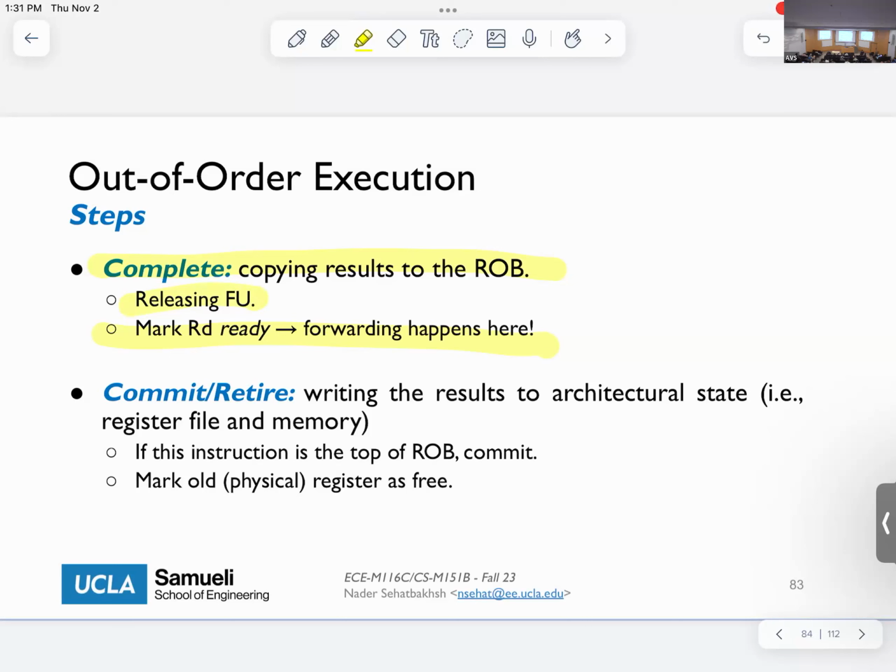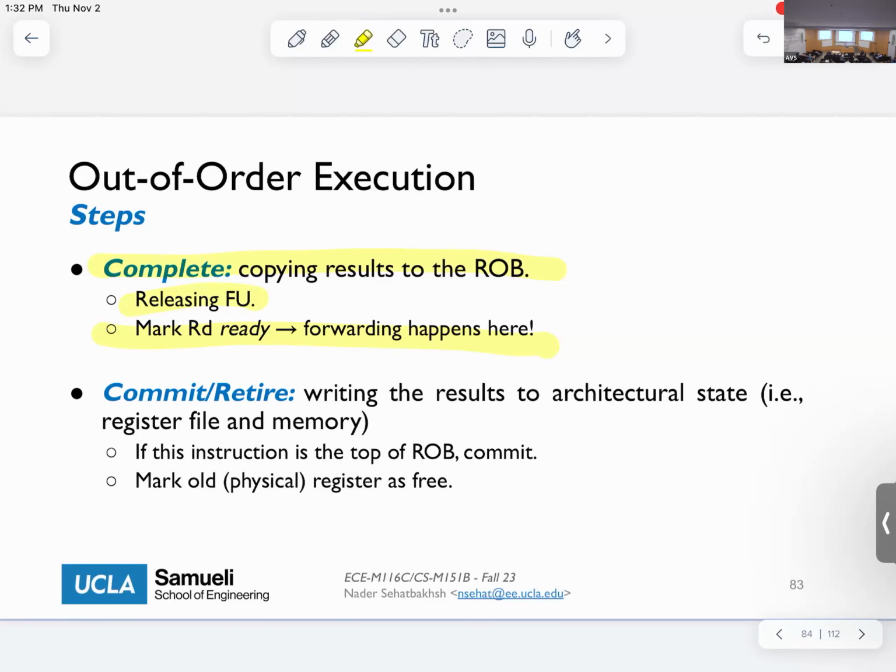The last thing that we do is the commit or retire, which means that at the point that this instruction is free to go, we write back the data to the register file, to the memory. We let the old register go. So basically, we are releasing the register back to the free pool, and that's it. That's it for that particular instruction. And then we continue this for every single instruction.